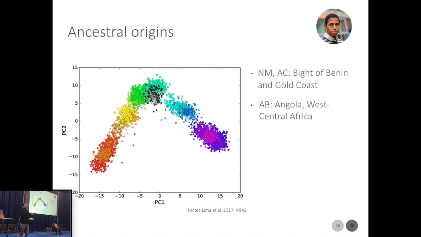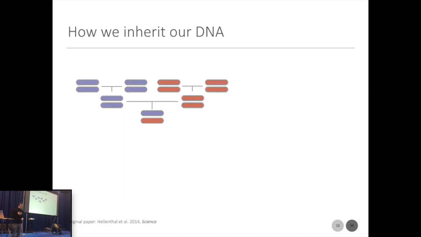So the other thing that we wanted to do, and this now goes back to kind of A-level biology, and you probably all know this, but what we wanted to do was to see if we could say anything else about the demographic history of these populations. And to try and get there, well, you have to understand the ways in which we inherit our DNA, and we all know this, you get a copy from your mom and a copy from your dad.